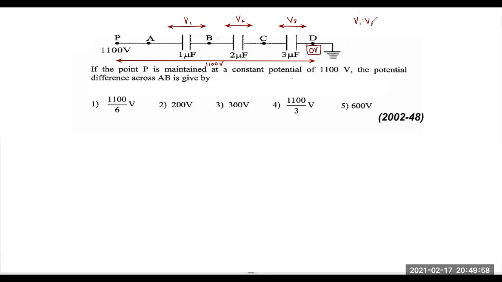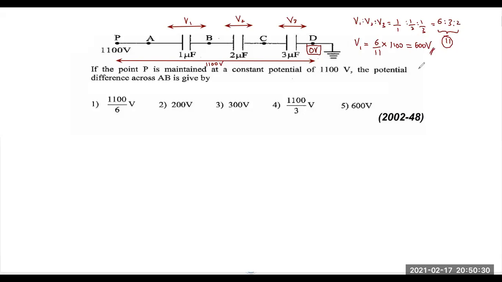V1 to V2 to V3 is equal to 1 over 1 to 1 over 2 to 1 over 3, and you have to multiply everything by 6 to get rid of this. So 6 is to 3 is to 2, and total portions, how many? You have 11, and we need to find V1, potential difference across AB. So V1 is going to be equal to, out of 11, 6 multiplied by total voltage, that is 1100.